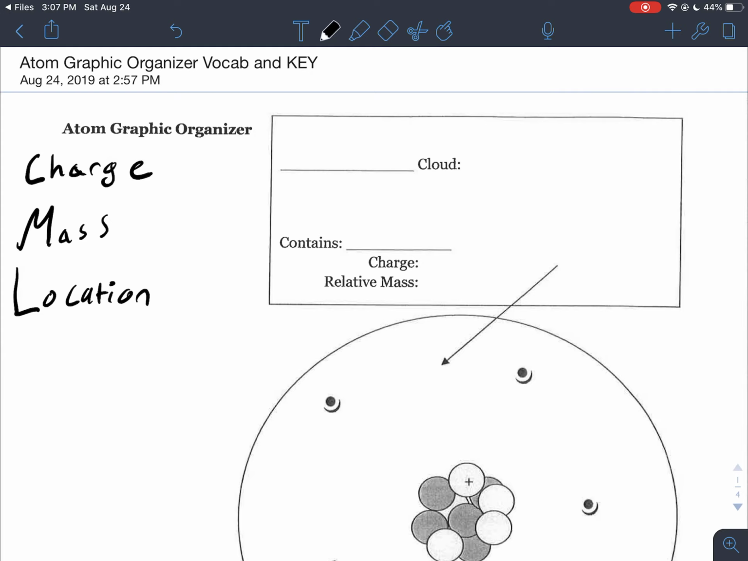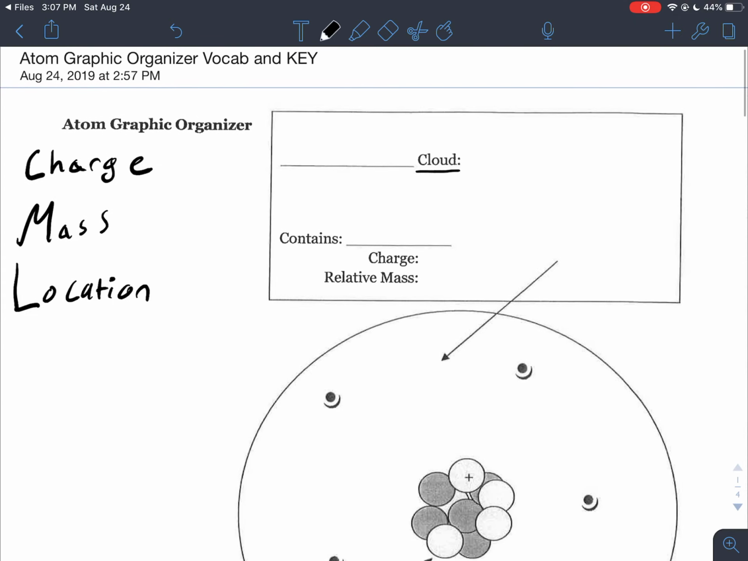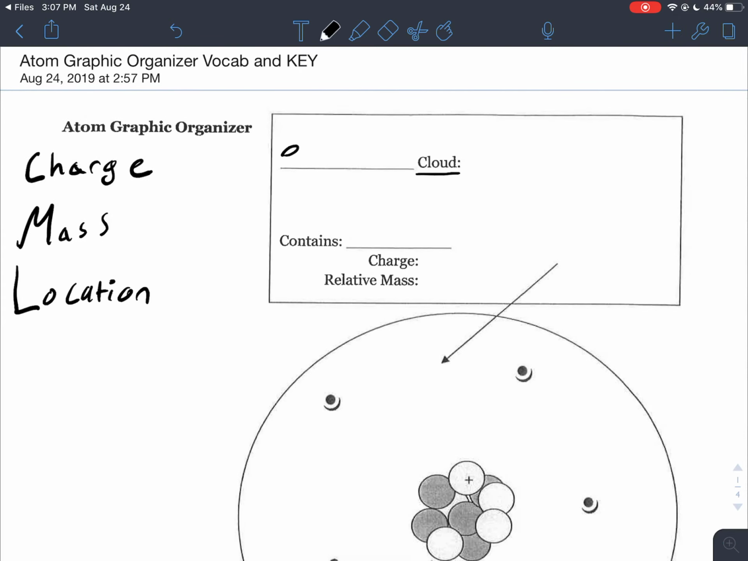Okay, so we're going to start right up here with the cloud. Remember, there's only one cloud in the atom. The other part is the nucleus, but the cloud is named after what's in it, the electron. Please write electron with me. The electron cloud is the space outside, and I want you to underline outside, the space outside the nucleus.